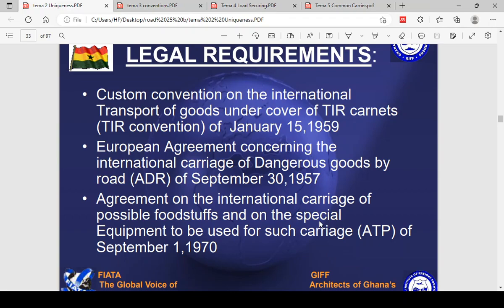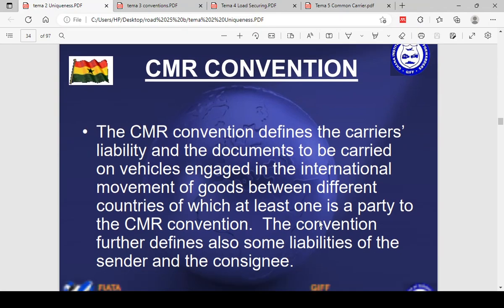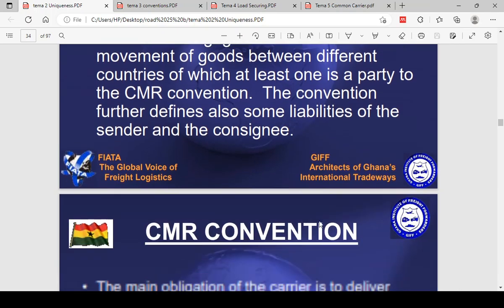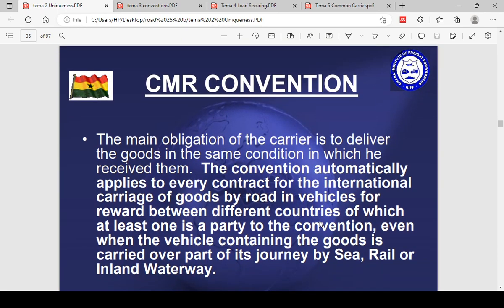So the CMR Convention defines the carrier's liability and the documents to be carried on vehicles engaged in the international movement of goods between different countries, of which at least one is a party to the CMR Convention. The convention further defines some liabilities of the sender and the consignee. Let's look at it. The main obligation of the carrier is to deliver the goods in the same condition in which he received them. The emphasis is on the same condition.